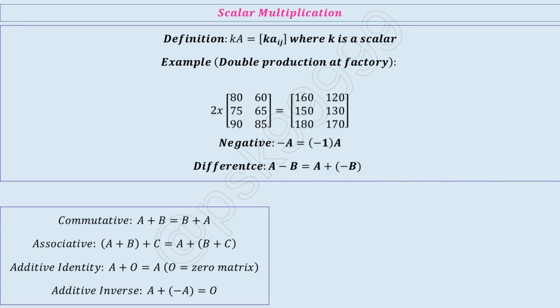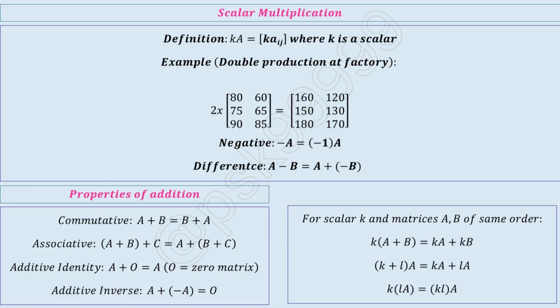Next. The properties of addition and scalar multiplication: addition is commutative. A plus B is equal to B plus A. It is also associative. A plus B plus C equal to A plus B plus C. Additive identity, does it exist? Yes, it exists. A null matrix or zero matrix is basically an additive identity. A plus 0 is equal to 0 plus A, which is also equal to A. Additive inverse, of course, minus A also exists. So A plus minus A is 0. So minus A is additive inverse. These are the properties of matrix addition.